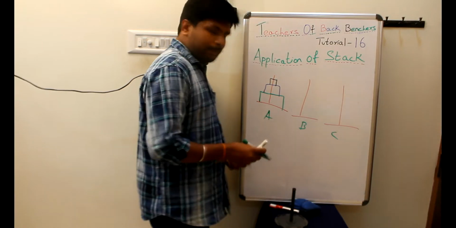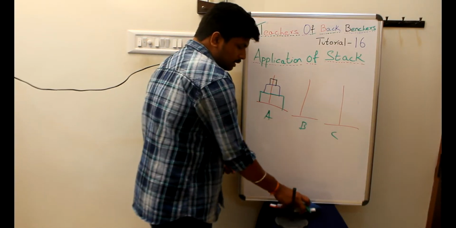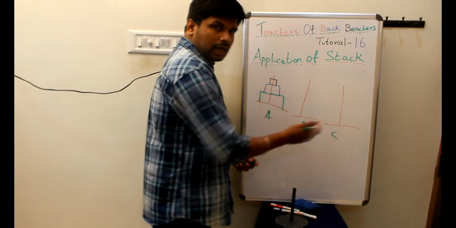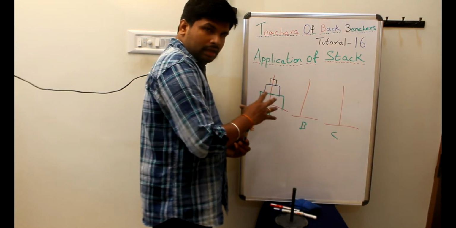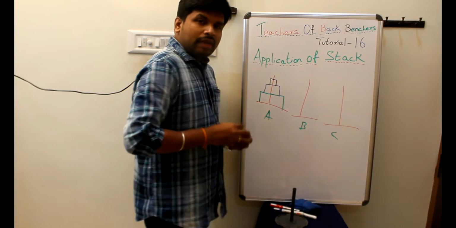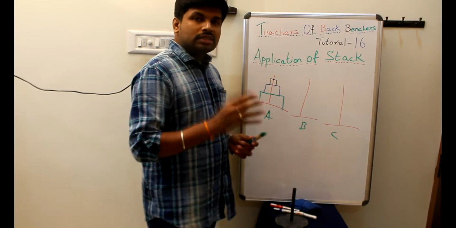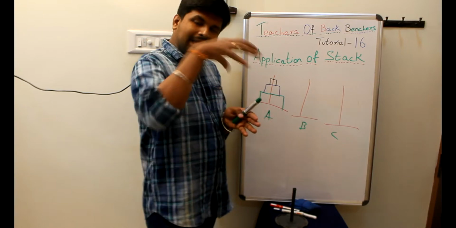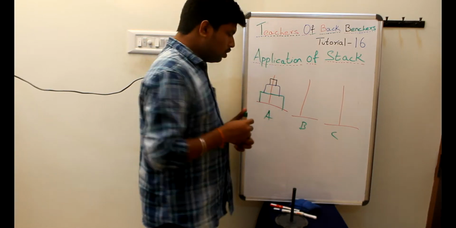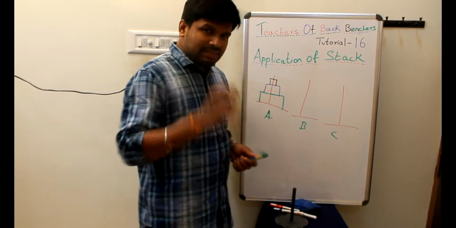Now we are going to replicate the same disks in another tower. So let's assume we are going to replicate the process of A in C. But we have a single condition: the smaller disk always has to be placed over the top. That is done in 7 steps exactly.